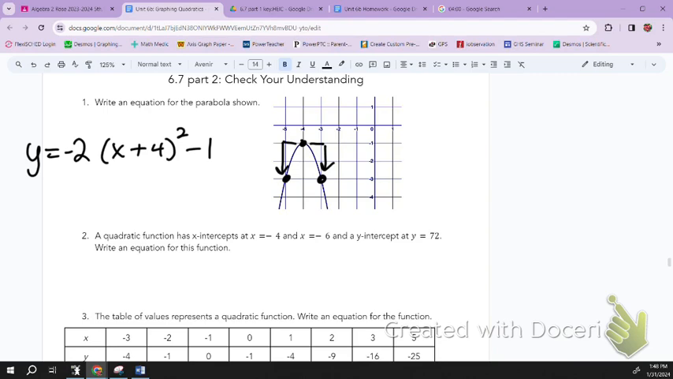Number 2, you have x-intercepts. Okay, if we picked up our phone already, let's put it down right now.